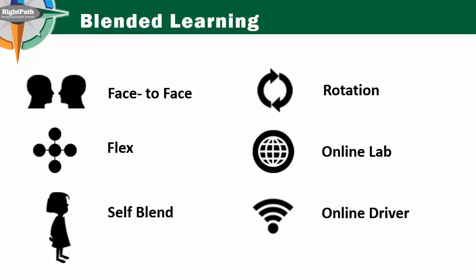The first model is the face-to-face model, combining a traditional classroom that is teacher-led with supplemental online resources. The next model is the flex model, where most of the content is online with tutoring in a face-to-face classroom. Then there's the self-blend model. Students are online after hours on their own initiative. The rotation model allows students to rotate between face-to-face and online within the same course.